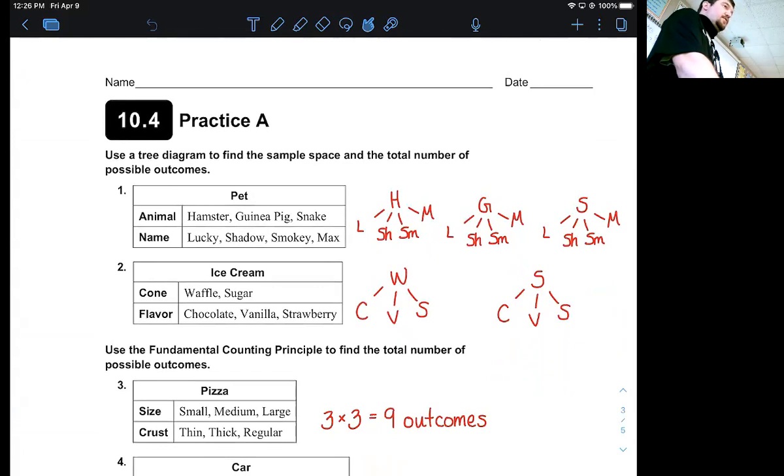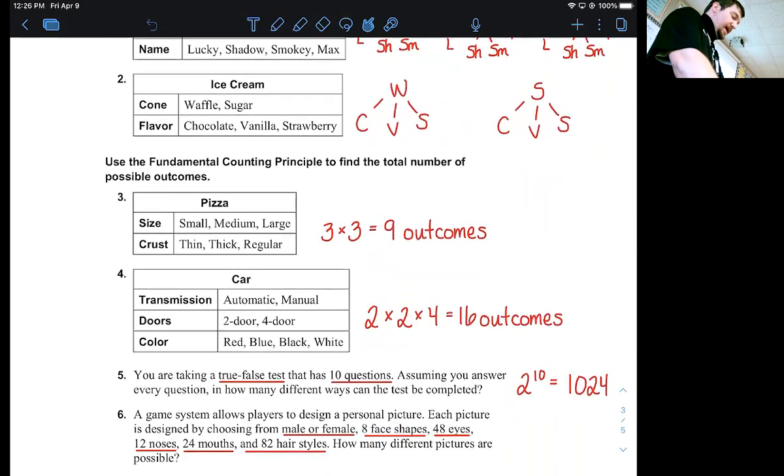6. Yeah, you have two cone options and 3 flavor options. 2 times 3 is 6. Number 1 was 12, where we had 3 pets and 4 names. Okay, we didn't have to do the tree diagrams for 3 and 4. You could just literally write out the outcomes, but you did have to show your work, show what numbers you're multiplying. We have 3 sizes and 3 crusts. That's 9 outcomes. 2 transmissions, 2 doors, and 4 colors. That's going to be 16 outcomes for number 4.